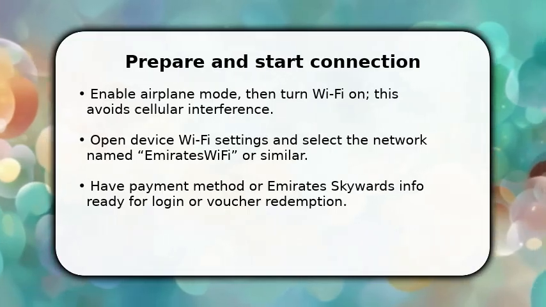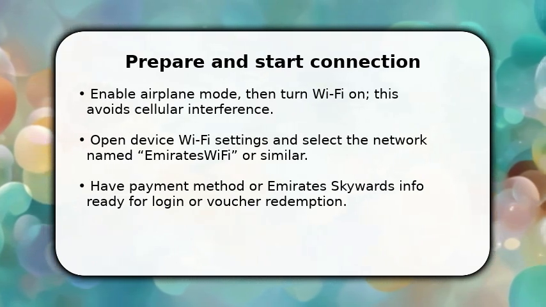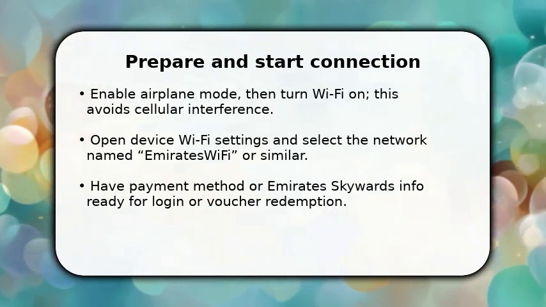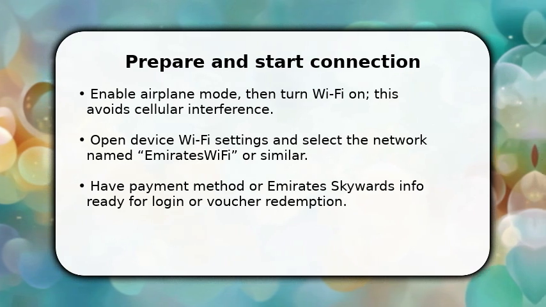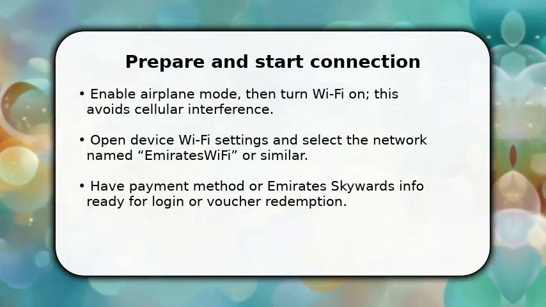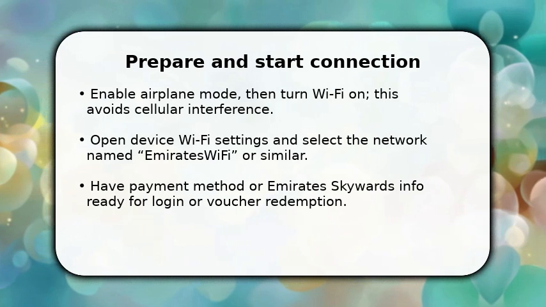You begin by enabling airplane mode, then switch Wi-Fi back on so radios behave predictably. Once you see the network labeled Emirates Wi-Fi, tap to join. This starts the captive portal process.